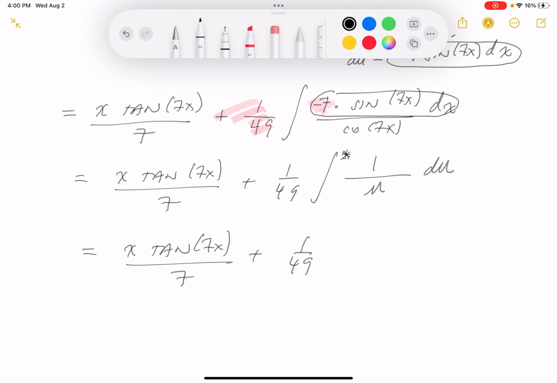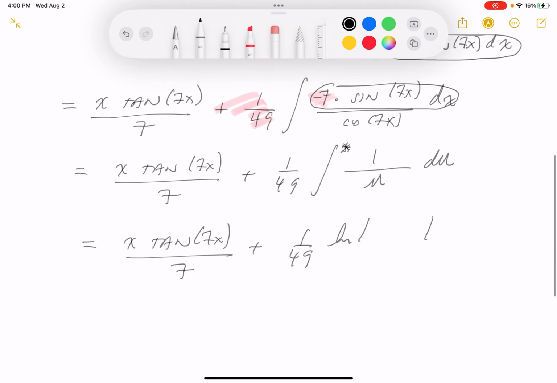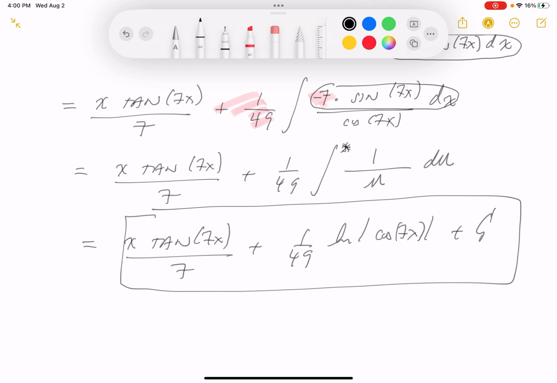What's the antiderivative of 1 over u? Ln, absolute value of u. What's u? u is cosine 7x plus c. Now, granted, I'm always saying that mistakes happen. I make mistakes, you make mistakes, everyone makes mistakes. It's nice to have a vetted key, and hopefully this key is a good key.